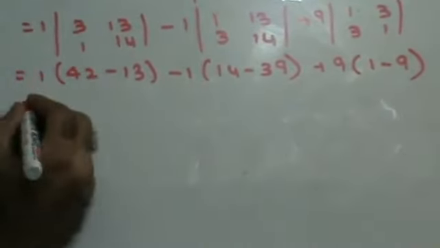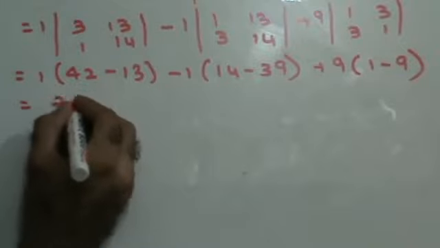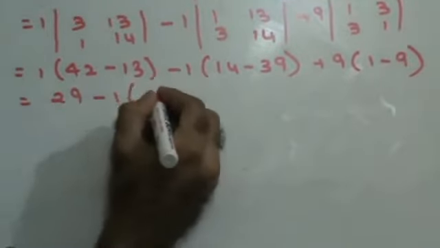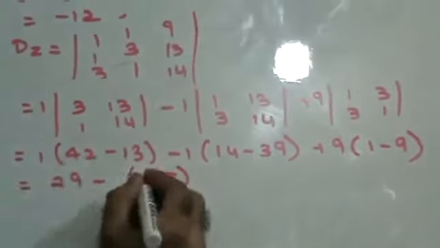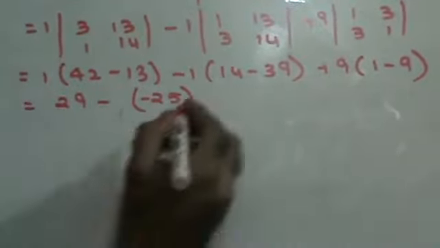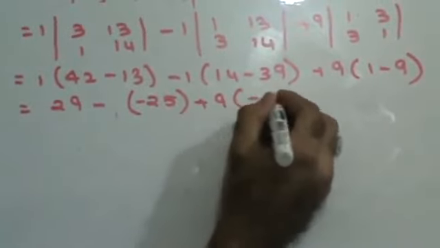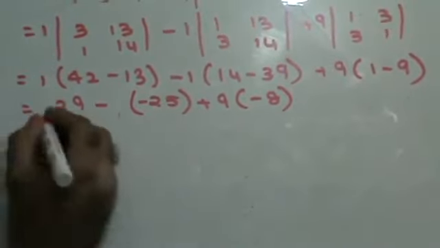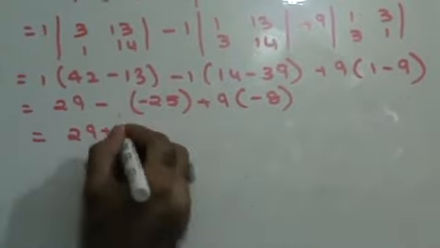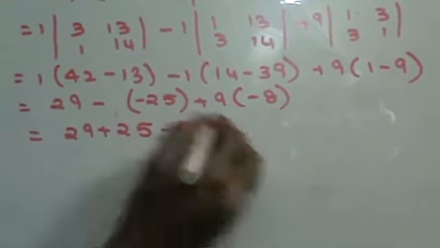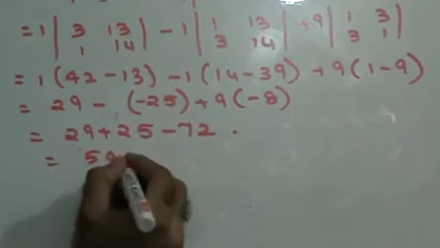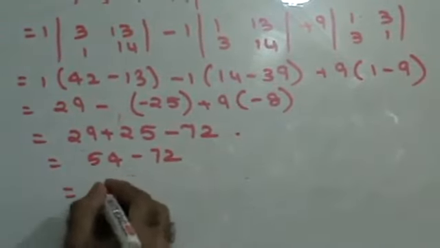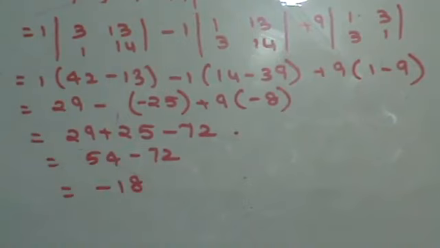So in that case this is 42, 32, 29 minus 1 or minus, this is 25 minus 25, right, plus 9, this is minus 8, right. So this is 29 plus 25 minus 72, 49, 54, 54 minus 72, 64, 74 minus 18, right. Now I can apply Cramer's rule.